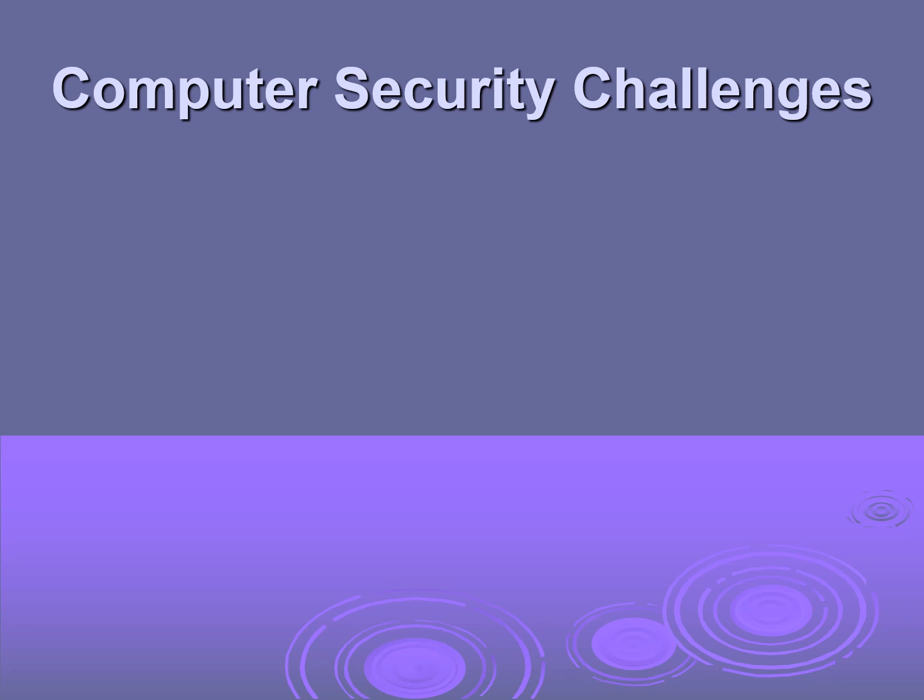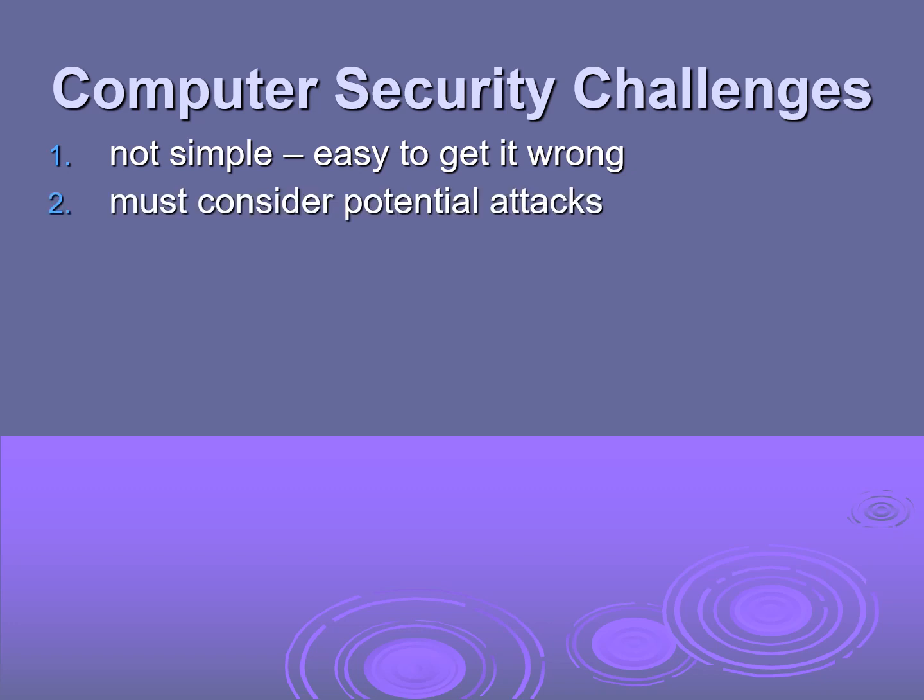Next comes the computer security challenges, and with this the first part of this presentation is over, and the overview of cryptography and network security will be continued in the second part in the next presentation. So what are these computer security challenges? It is not simple, and it is easy to get it wrong. It is not simple to provide security, an encryption and decryption mechanism, cryptography. It involves a lot of mathematical concepts and algorithms behind it. So it is not simple, and it may be easy to get it wrong also. So we must consider potential attacks, for example, whether the attack is low impact, moderate impact, or high impact. And based on that, we should provide the security methods and mechanisms.